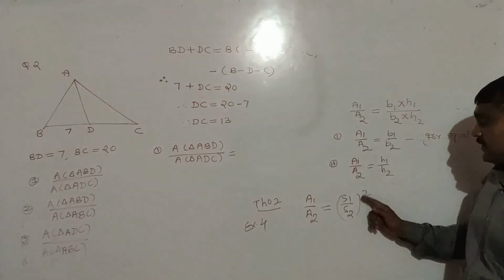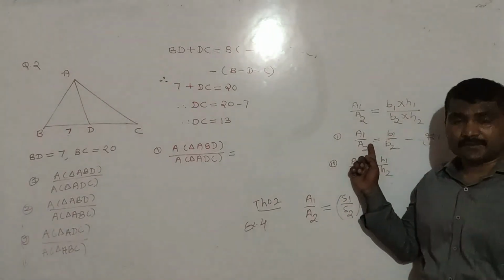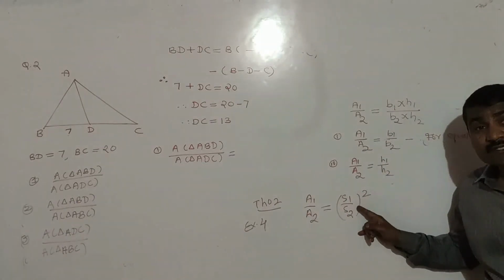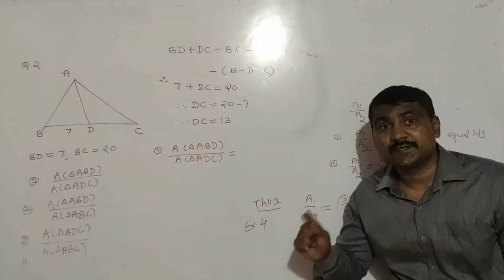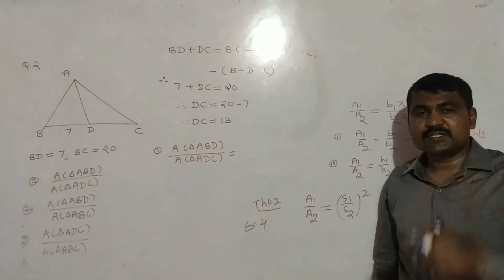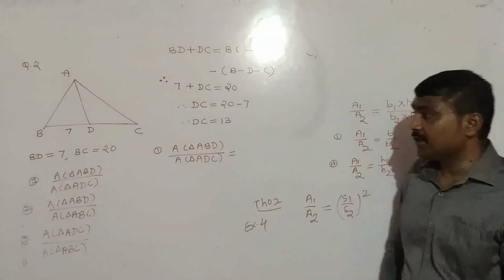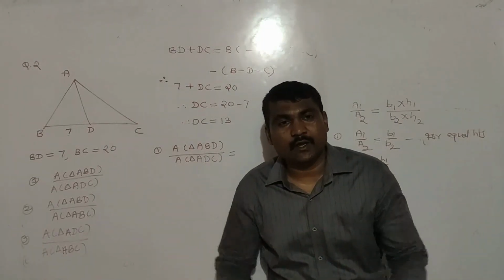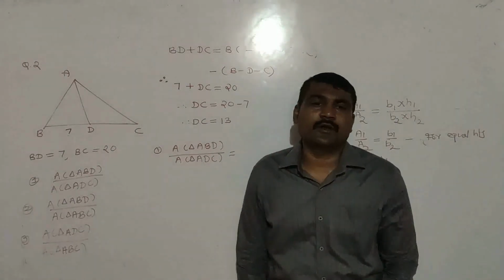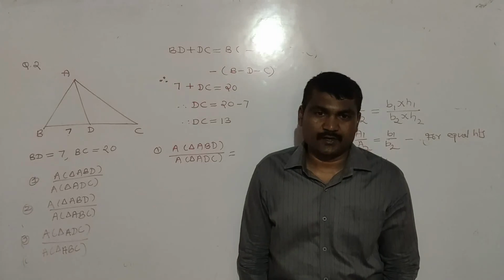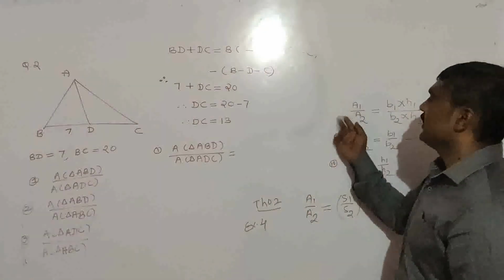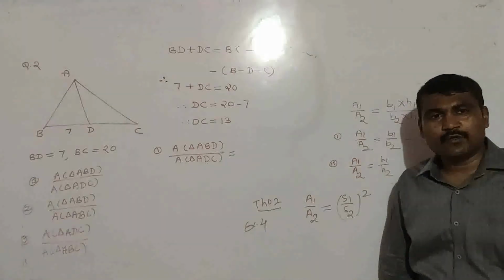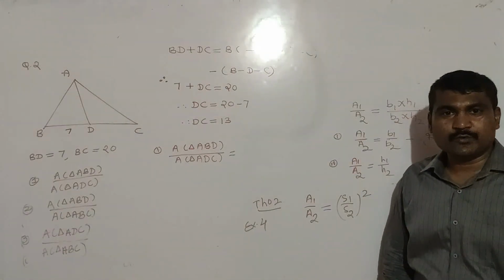क्योंकि यहाँ पे square is not given there. Okay? The square is taken when two triangles are similar. When it is mentioned that two triangles are similar. But in the given problem, no triangle is given as similar, or no angle is given as same. So obviously we should apply case number 1. We should apply this formula A1 upon A2 is equal to B1 into H1 upon B2 into H2.